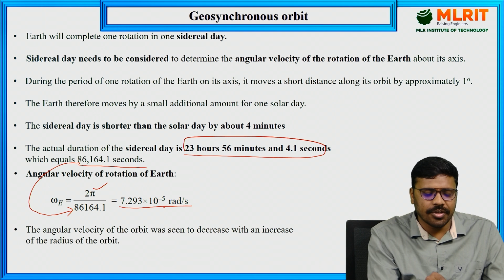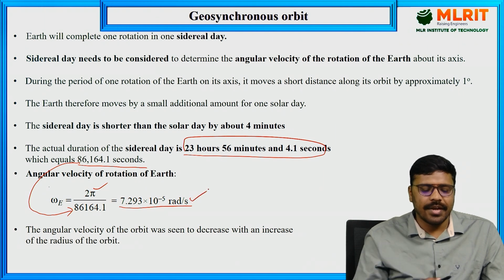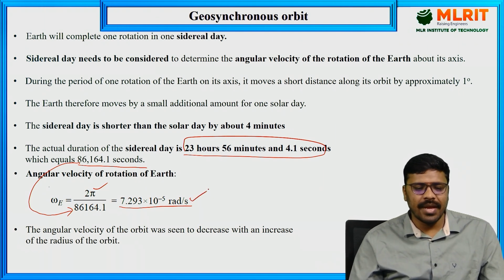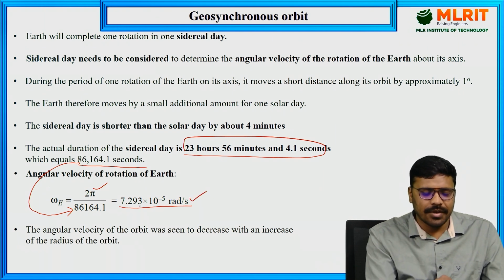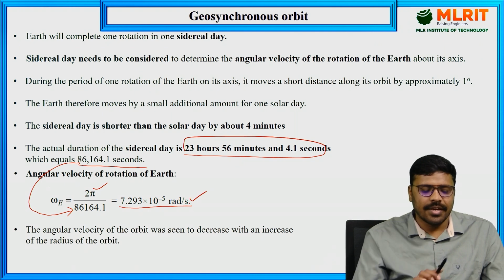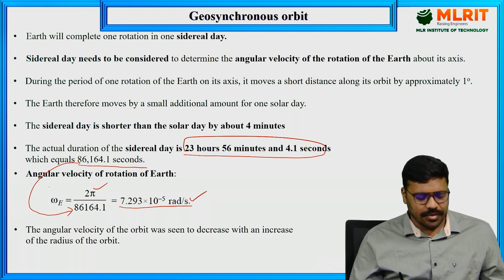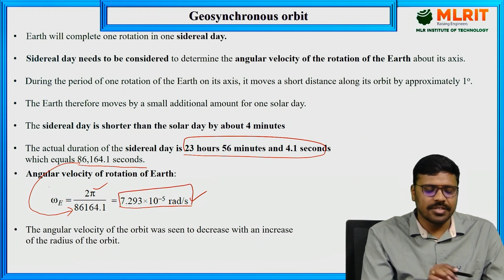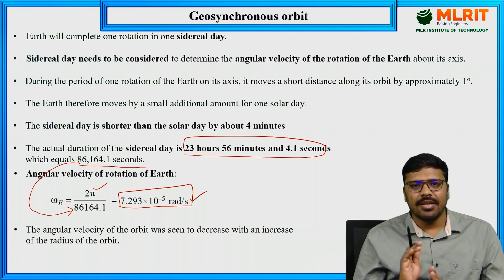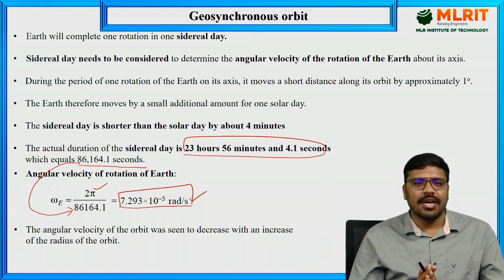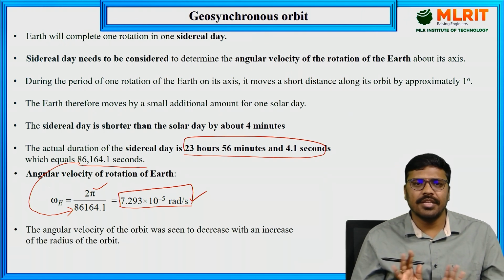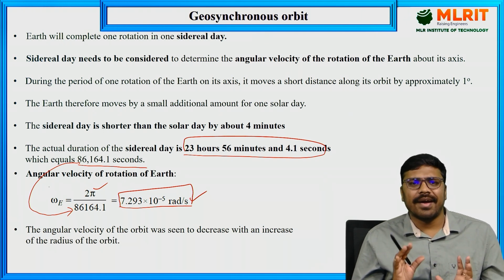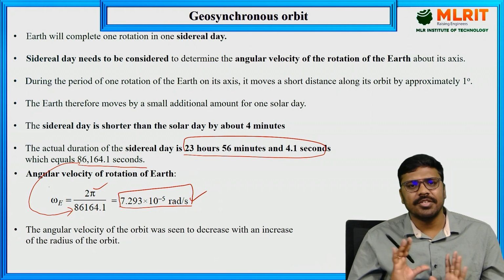7.293 into 10 to the power of minus 5 radians per second. The angular velocity of earth is 7.293 into 10 to the power of minus 5 radians per second. Right? So this is the geosynchronous orbit angular velocity. So we have to maintain an angular velocity of this much so that the object will be synchronous to the earth rotation. So we found the angular velocity of the object to be maintained in the geosynchronous orbit.